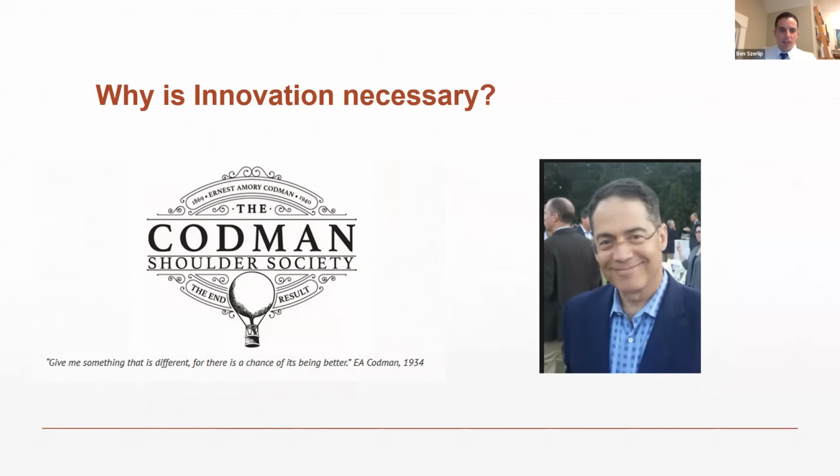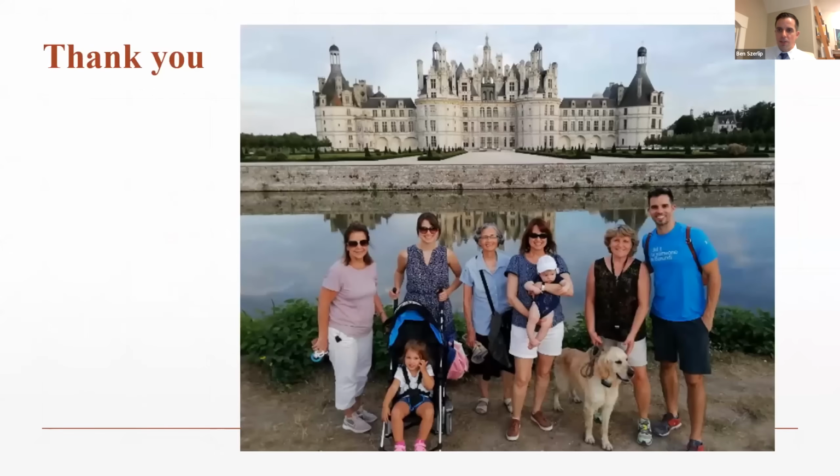This is one of my favorite quotes, and it's by J.P. Warner. He's another shoulder doc up at Harvard, and he started the Codman Shoulder Society. He said this is why they started the society: to give me something different, for there is a chance of being better. I think that's what we all strive to do as physicians, especially Dr. Gittins' most recent talk. So I just wanted to say thank you, and it's a pleasure to be here as always. I'd be happy to answer any questions that come up in the Q&A session. Thank you so much.